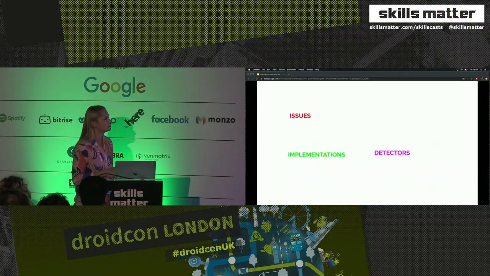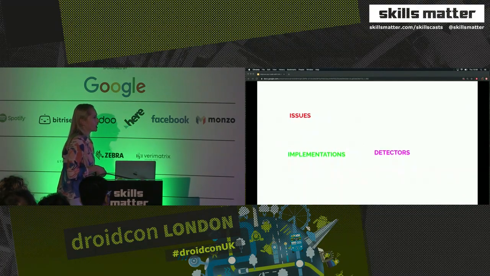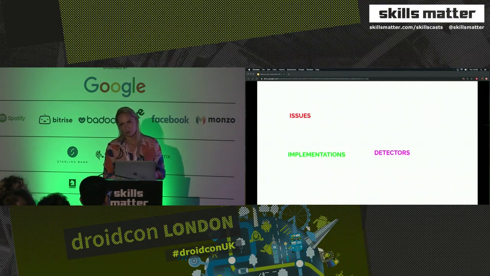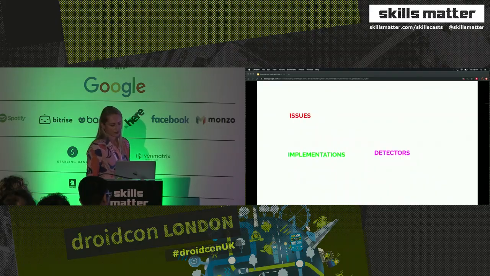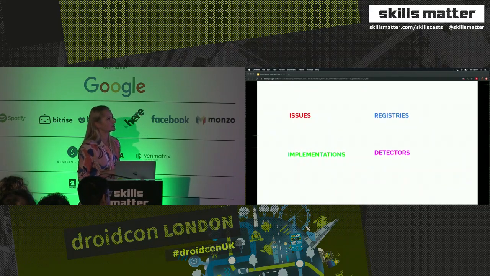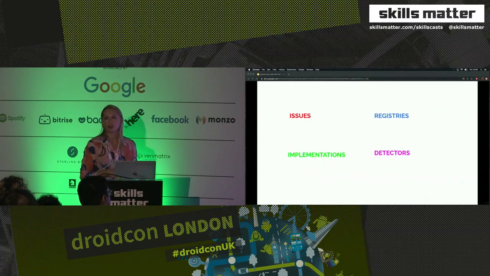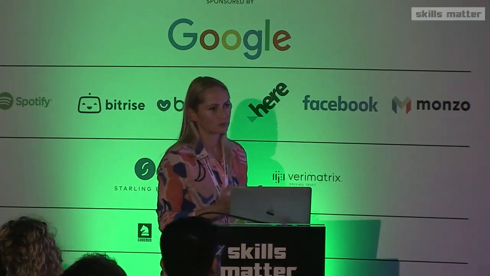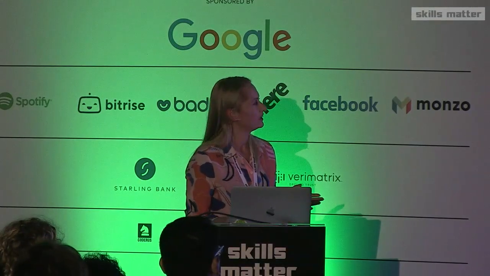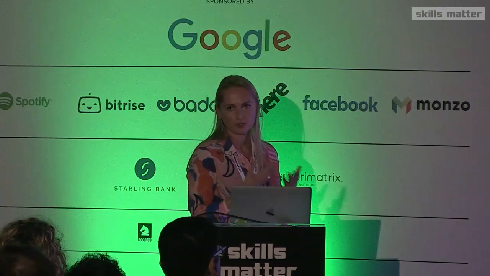Implementation will be how do I want to look for them? I'm going to show you an example then. And the registry is actually just a catalog where I specify my custom issues, because I don't want to put them in the registry that's already in place. I will build my own one.